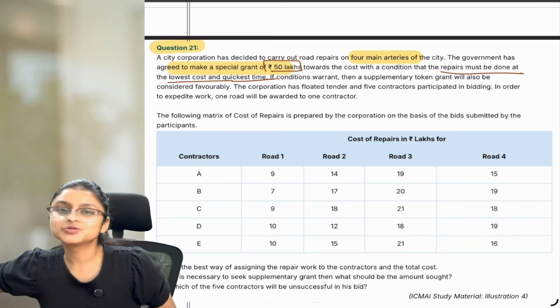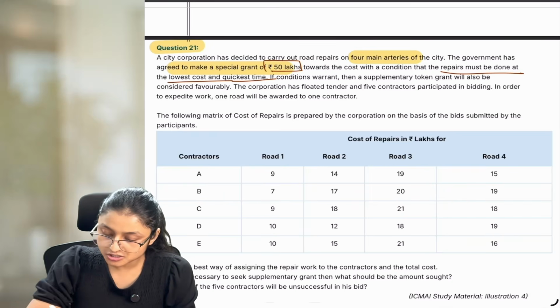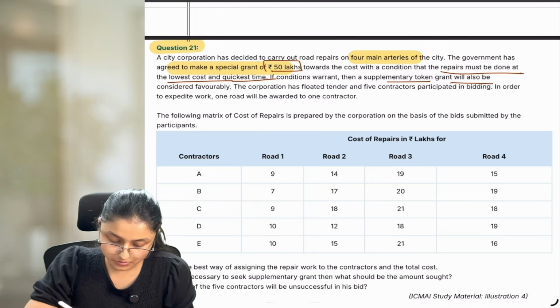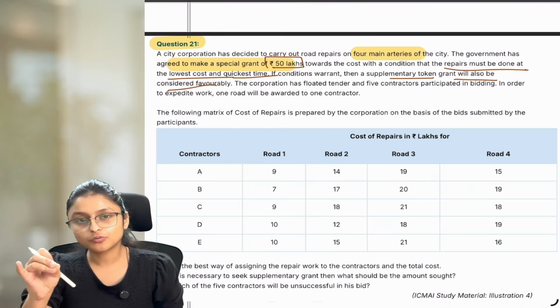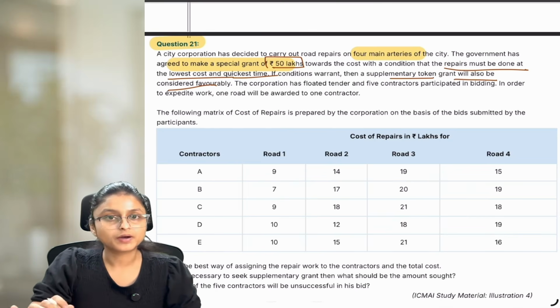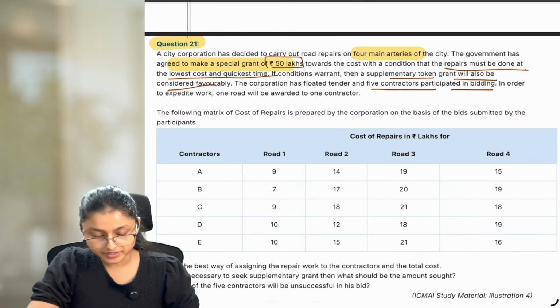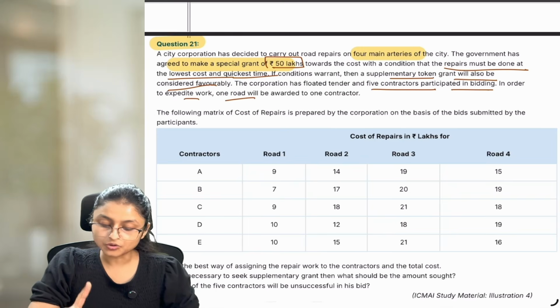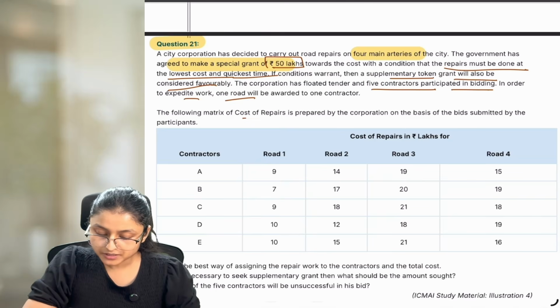And that is what we can do with the help of assignment. With lowest cost and quickest time can be achieved. If conditions warrant, then a supplementary token grant will also be considered favorably. So if you are calculating everything with the lowest cost and quickest time, then also you need extra grant, that will be provided to you. Okay, that can be considered. The corporation has floated tender and 5 contractors participated in bidding. In order to expedite work, one road will be awarded to one contractor, and that is what we do in our assignment questions.